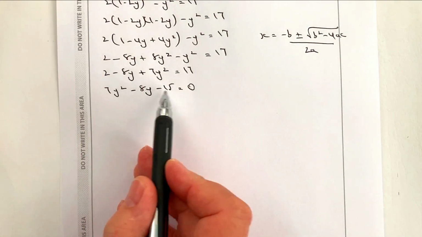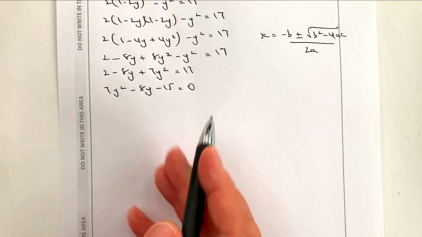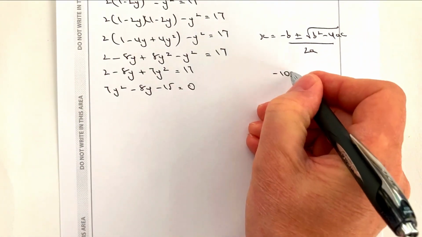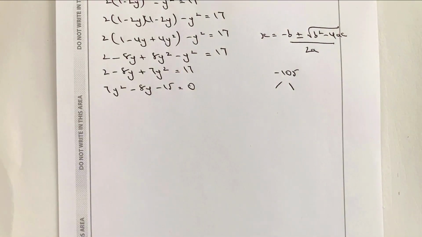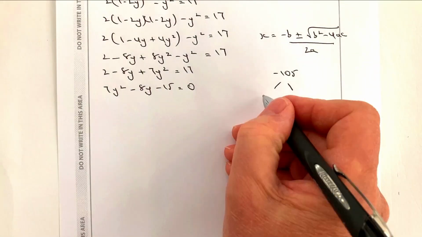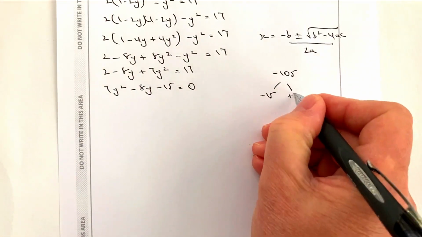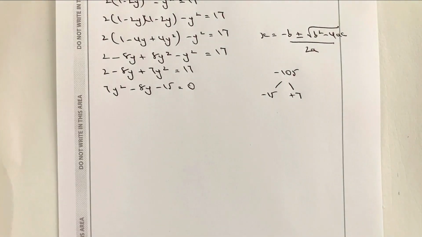What I would do is I'd say 7 times minus 15 is going to equal minus 105. What I'm looking for is two numbers that when I multiply them together make minus 105, and when I add them together make minus 8. Now, actually, those two numbers are going to be minus 15 and plus 7. So when I multiply them, I get minus 105. When I add them together, I get minus 8.